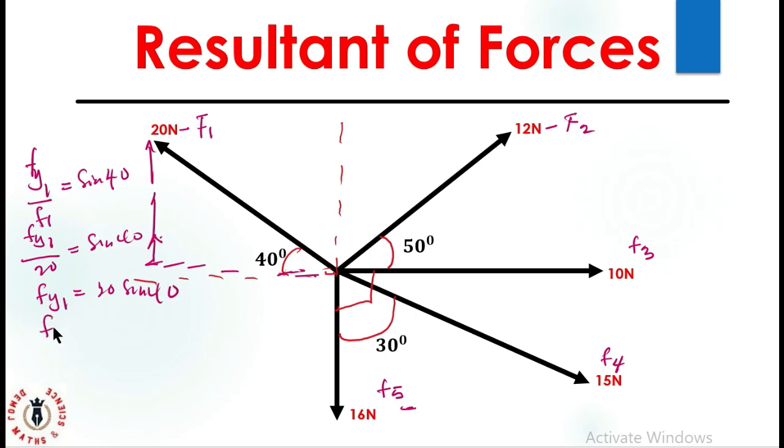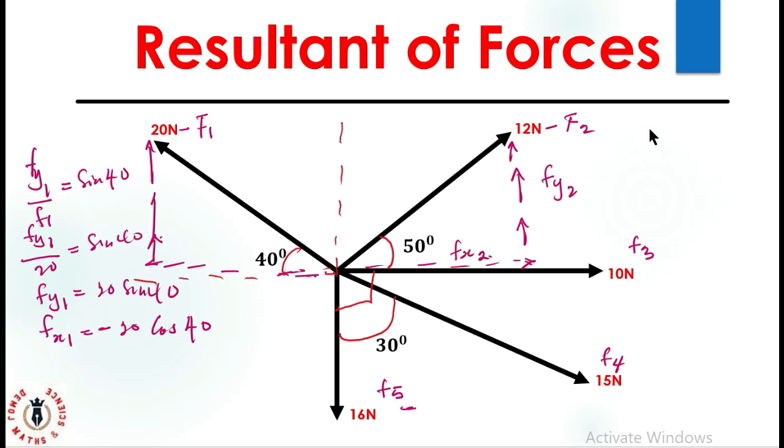The same thing happens to F1x. But if you note, F1x is in the negative direction, so this will be equal to minus 20 cos 40. Now let's look at F2. F2 is upward, so I'll have my Y component this way, and it also has its X component this way. So this is F2y, and here is F2x.